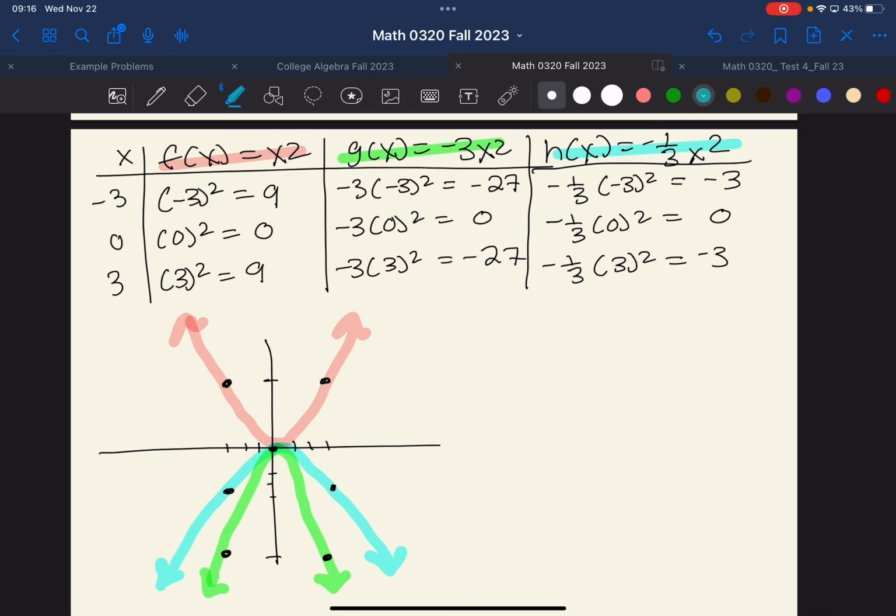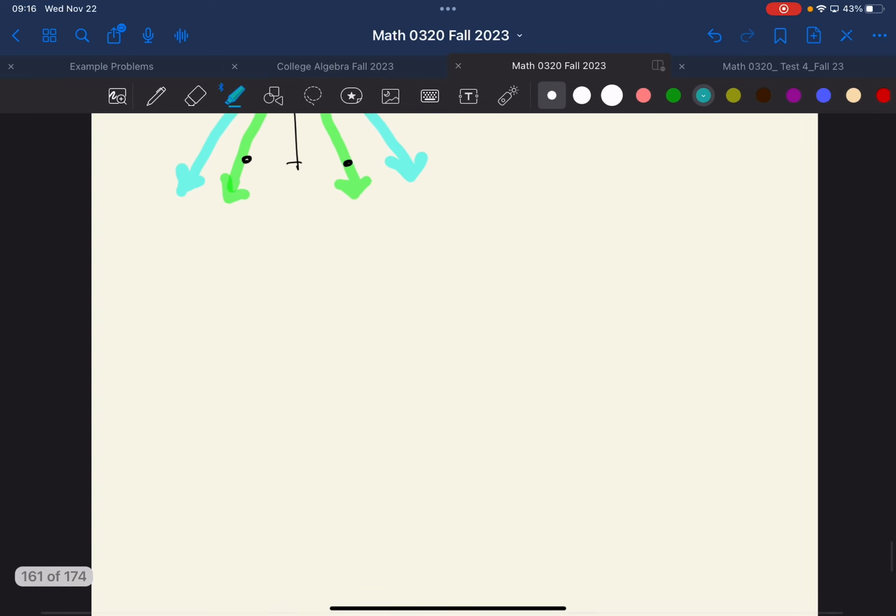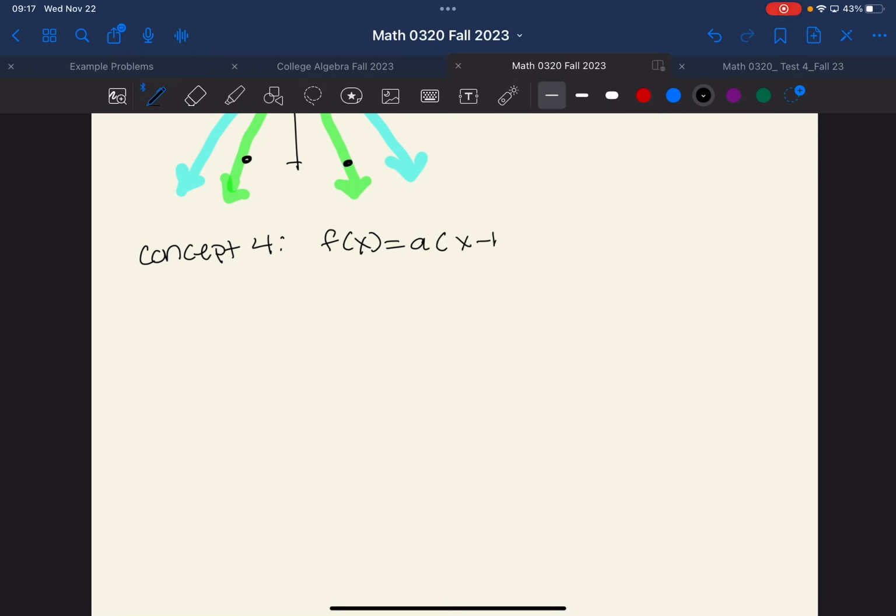Okay, any questions on concept 3? We have one more concept, and that's concept 4. Okay. Concept 4 is putting every concept that we just learned, so whether it's going up and down, left or right, facing up, facing down, wide, narrow, all of those are now combined into our concept 4, which is the function f of x is equal to a times (x minus h) squared plus k.